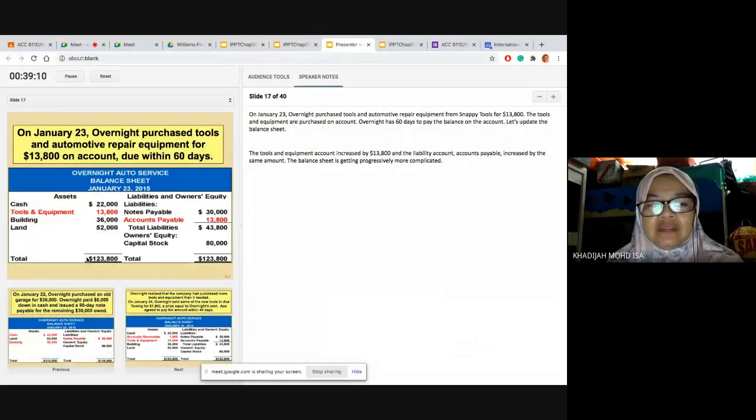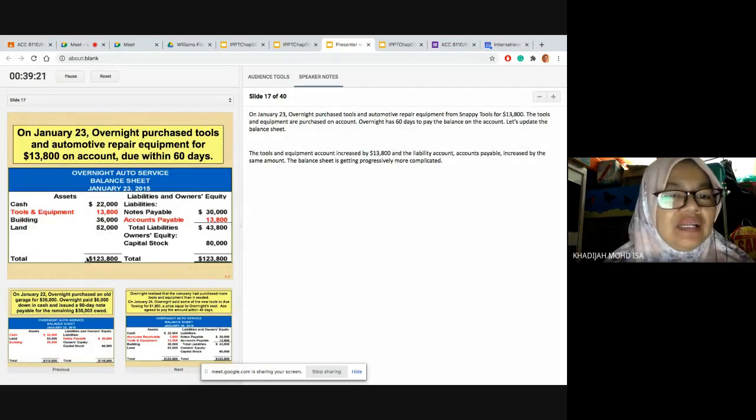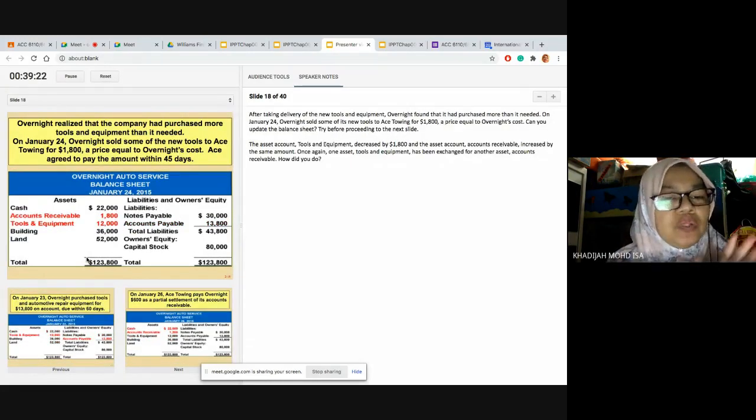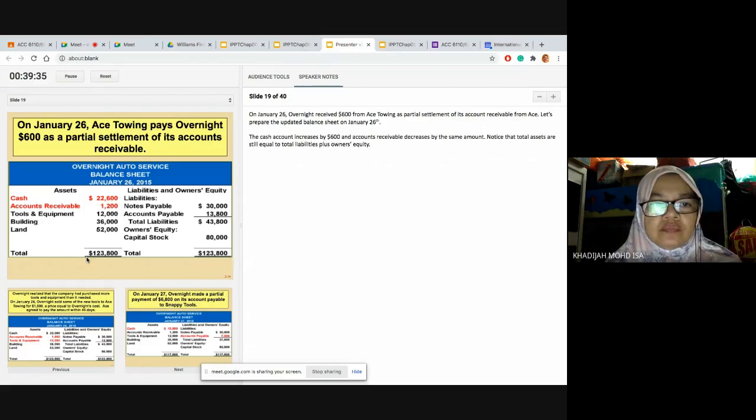Even though the total value of the asset is the same, the assets are not the same. See? Here you have tools and equipment of 13,800. Here you have tools and equipment of 12,000 only, but you have accounts receivable of 1,800. So it's different types of account, just that they fall under the same category. Right?